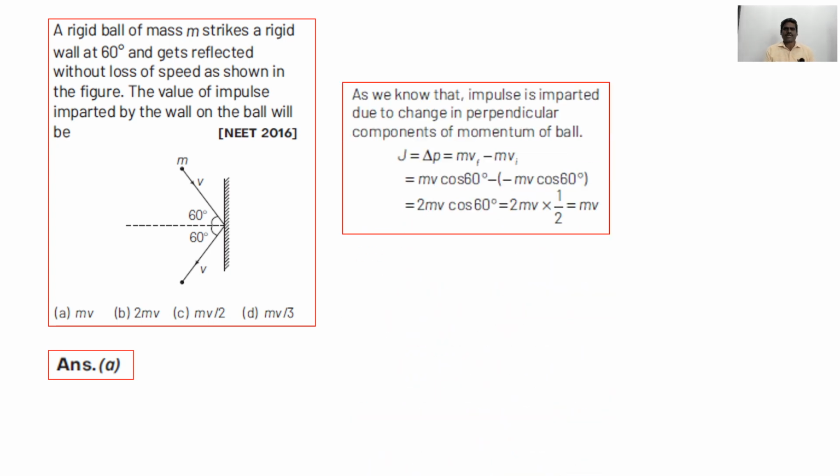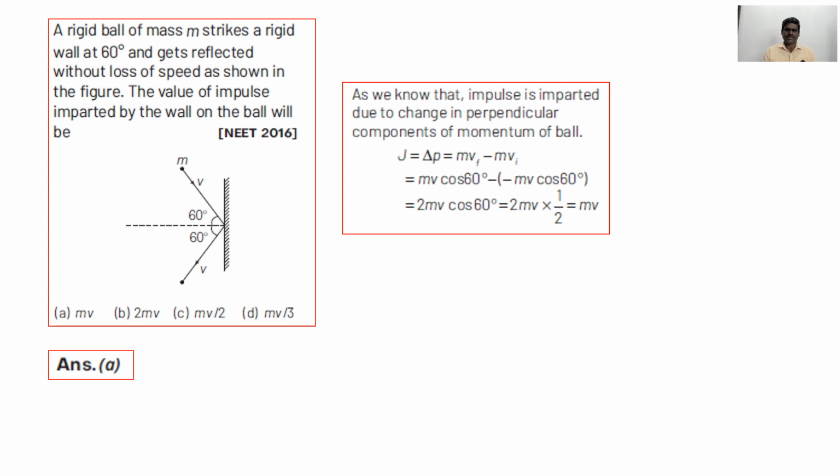We know impulse is imparted due to change in perpendicular components of momentum of the ball. That is, change in momentum delta p equals m into vf minus m into vi, where vf is the final velocity and vi is the initial velocity. And mv is resolved into two components as mv cos 60 and mv sin 60.